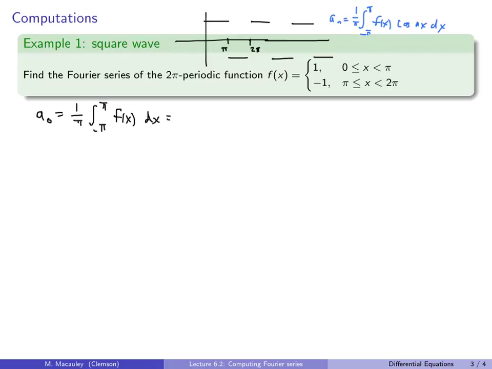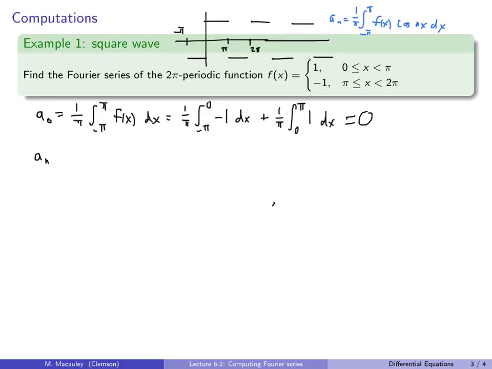So this function is piecewise continuous, so let me draw the function on this part as well. We have to break this into two parts. So the first part is the integral from negative π to 0 of f(x). By the way, what is f(x) on this region? It's negative 1. So negative 1 dx plus 1 over π times the integral from 0 to π. Now we do this piece, and that's just going to be positive 1 dx. Because again, our function is negative 1 here, and it's positive 1 here. Okay, so it's easy to see that these integrals are going to cancel out, and we're going to get 0. So a naught is equal to 0.